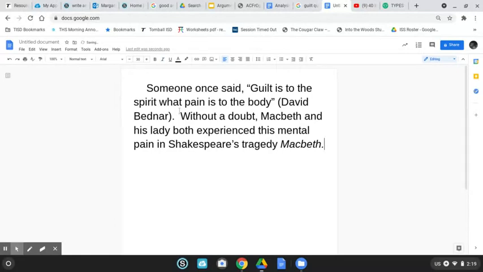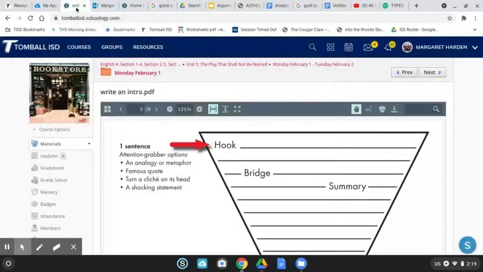Someone once said, guilt is to the spirit what pain is to the body. Without a doubt, Macbeth and his lady experienced this mental pain in Shakespeare's tragedy, Macbeth. Okay, I can live with that. It's not great, but I can fix it up. So I'm going to go back, and what do I need now?